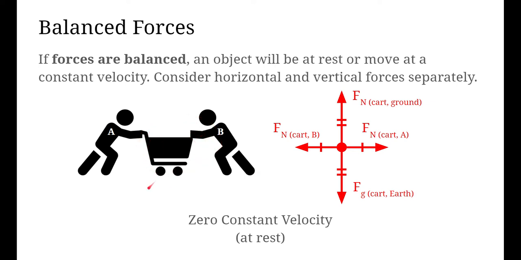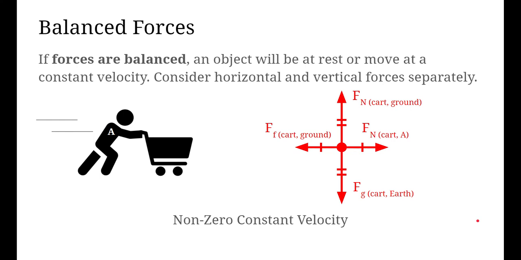And since these forces are equal, that means that the shopping cart's velocity won't change. So if the shopping cart started at rest, it will continue to stay at rest because these forces are balanced in the x direction. The second sentence at the top of the slide says consider horizontal and vertical forces separately. And that is important because the vertical forces here are also balanced with each other, which means that this shopping cart will not change velocity upward or downwards. It will stay at rest vertically as well as staying at rest horizontally because the forces are balanced in the horizontal and the vertical direction separately.